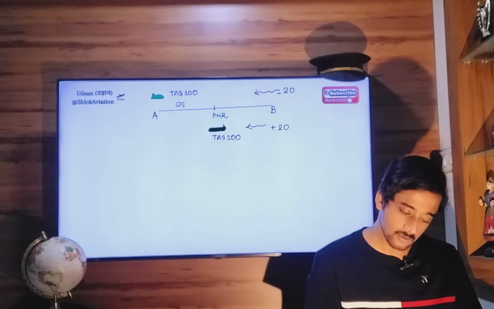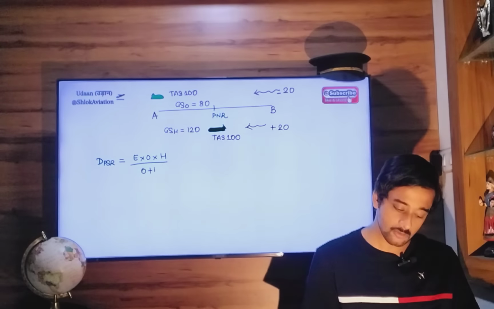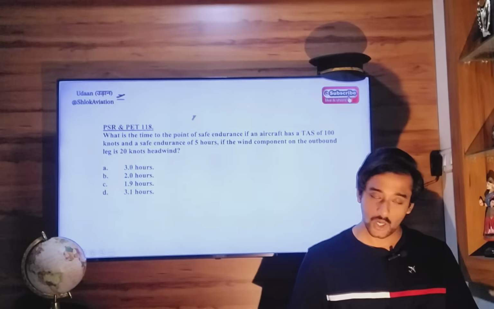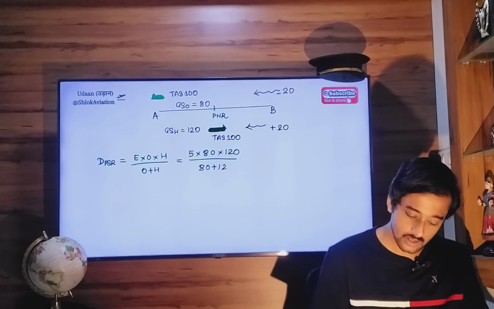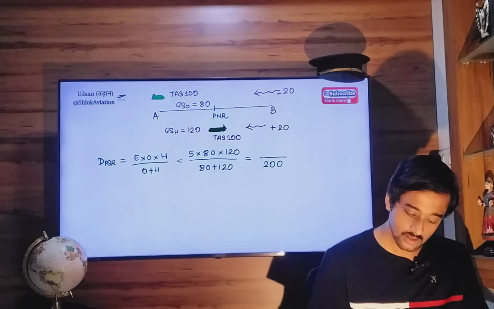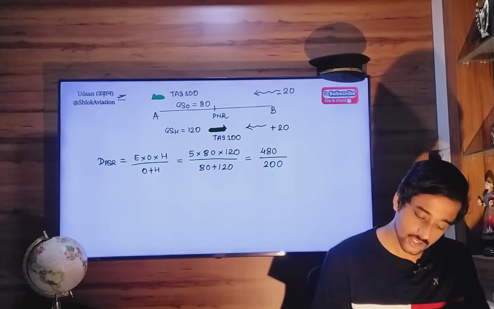So ground speed outbound will be 80 knots. Ground speed homebound will be 120 knots. So distance to point of safe return will be endurance into outbound into homebound divided by outbound plus homebound. So what is endurance? 5 hours. 5 into 80 into 120 divided by 80 plus 120. So 200 is equal to 48,000. So that is 240 knots. Or correction, 240 nautical miles.